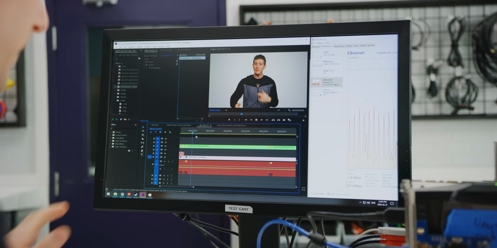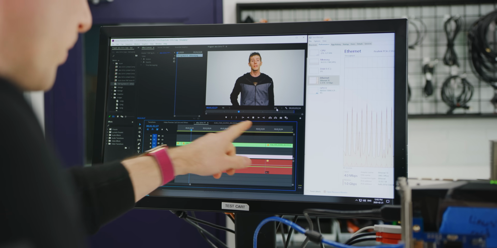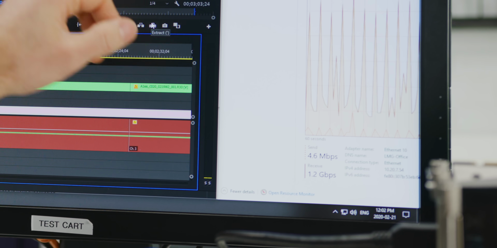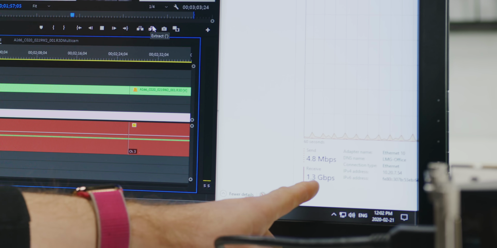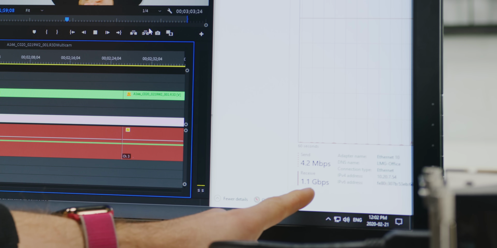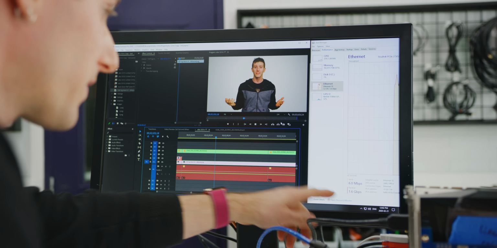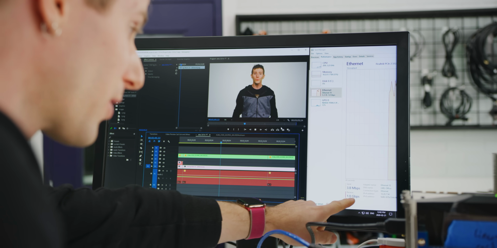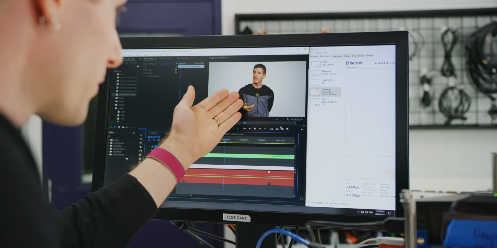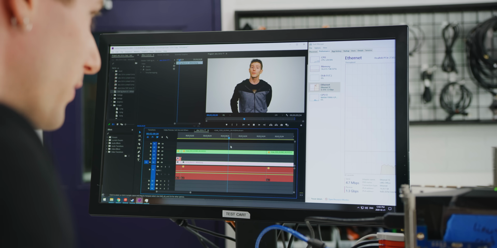But what if we actually try and play this back at 1/4 quality here? You can see playback is smooth. Look at that. So we could easily get away without upgrading to full 10 gig networking, but it's clear that if we want to work with this kind of heavy footage, we do need to go over 1 gig if we want to experience smooth playback while we're moving around on the timeline.